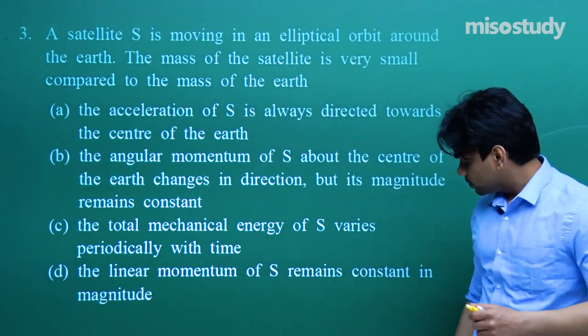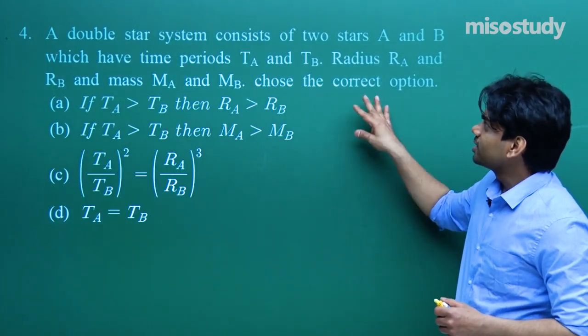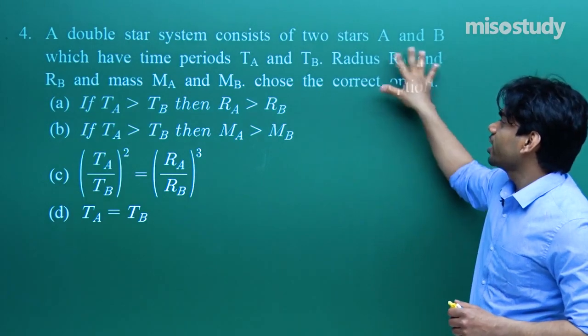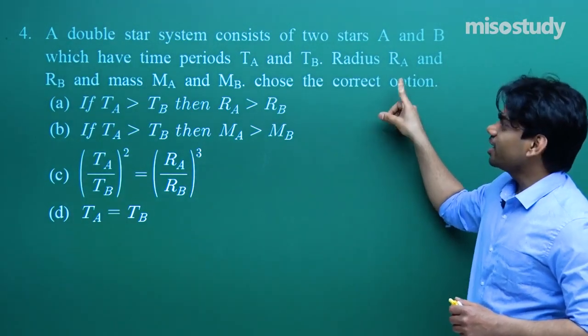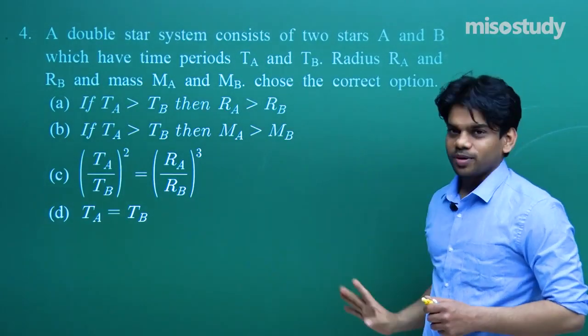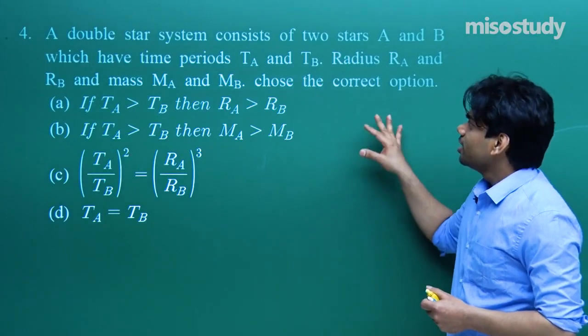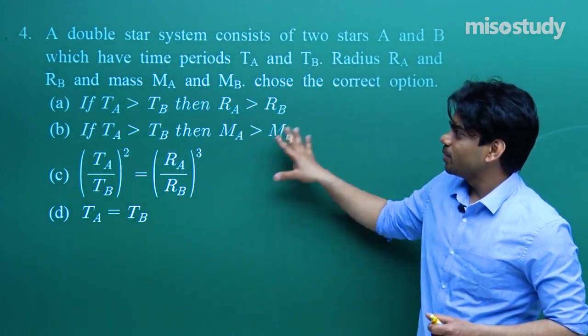Next question we have, 4. A double star system consists of 2 stars A and B. We have discussed double star system. They have time periods TA and TB, radius RA and RB, and mass MA and MB. Choose the correct option. We have to relate time period and radius.